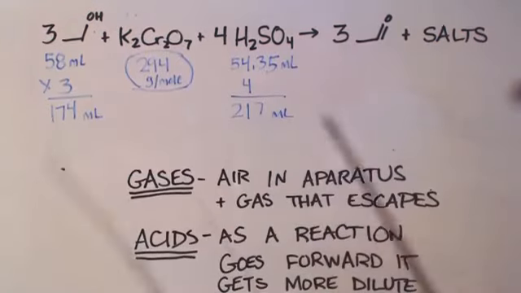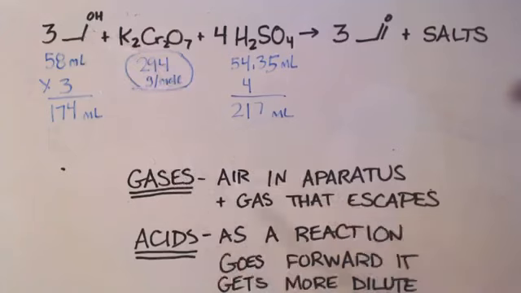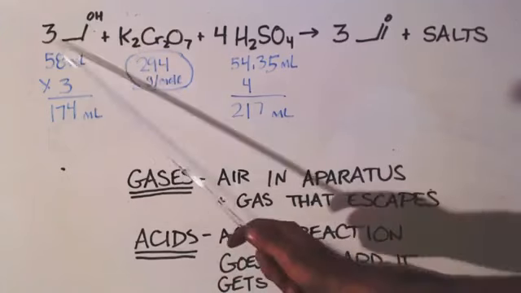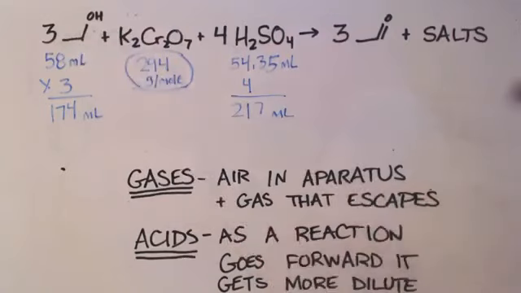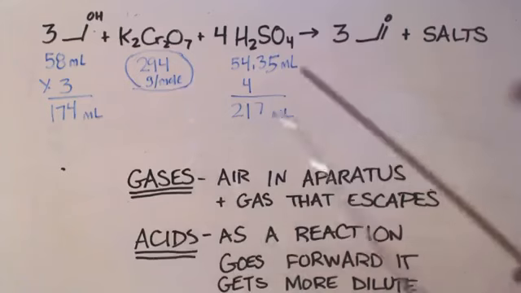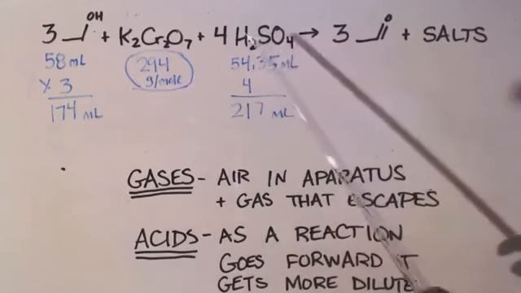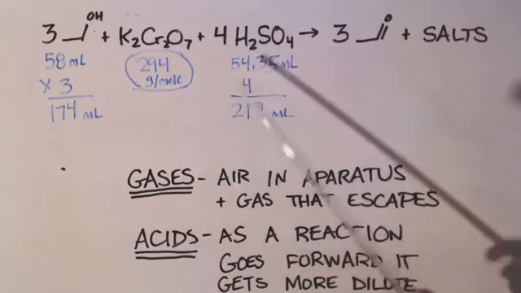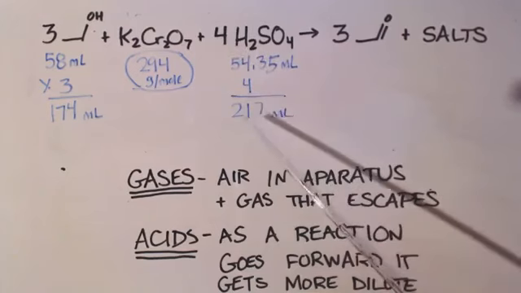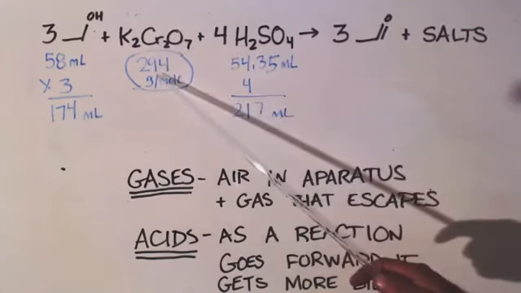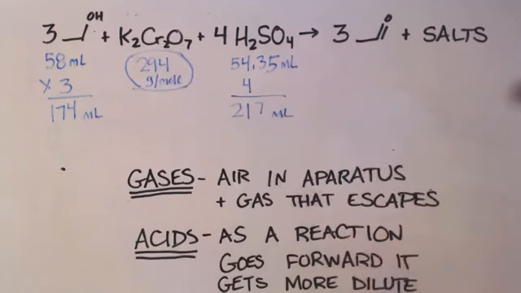All right, so we already figured out it was 58 milliliters for a mole of ethanol. We need 3 moles, though. That's why I chose this example. So you multiply that by 3, you get 174 milliliters. Figured out it was 54 milliliters for the sulfuric acid, but you need 4 moles. So 4 times that is 217 milliliters. We looked this up on Wikipedia. It's 294 grams per mole. So these are the ratios you need.